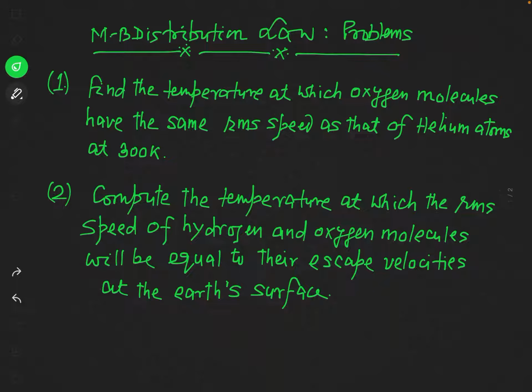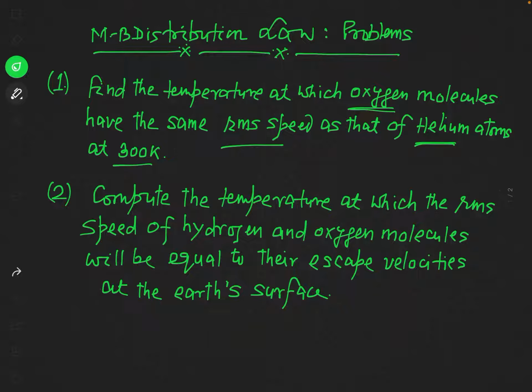Let us see it. In the first problem, we have to find the temperature at which oxygen molecules have the same RMS speed as that of helium atoms at 300 Kelvin. So in this problem, it is given that there are two gases. First one is oxygen gas and another is helium, and the temperature of helium is given. This is 300 Kelvin, and the condition is that the RMS speed of both of the gases is the same.